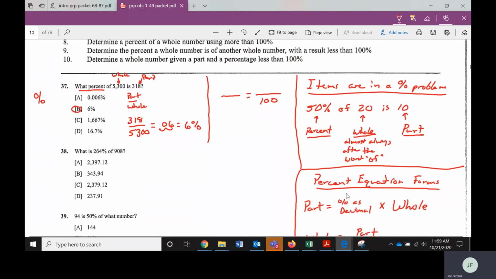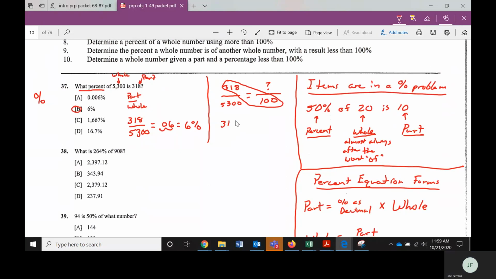So part over whole, that part's going to look the same as over here. 318 is the part. After the word of is 5,300, so that goes there. This is what we're missing, the percent. Now how to solve this, you cross multiply and divide. You take the diagonal with 2 numbers, you multiply, and you divide by the other number.